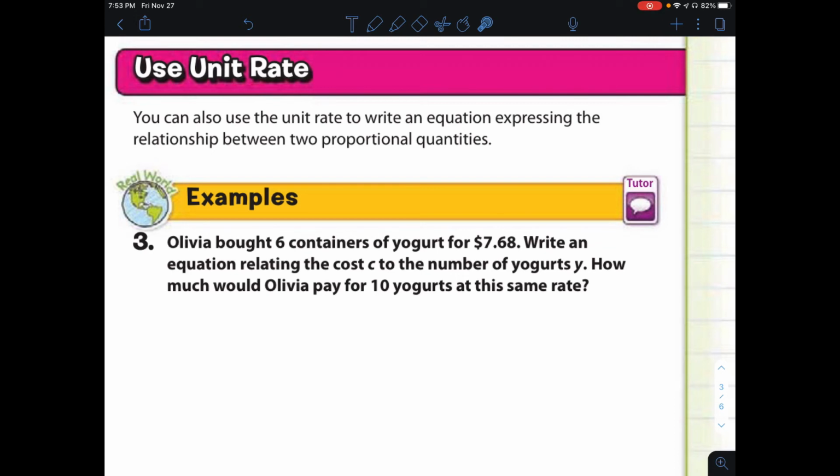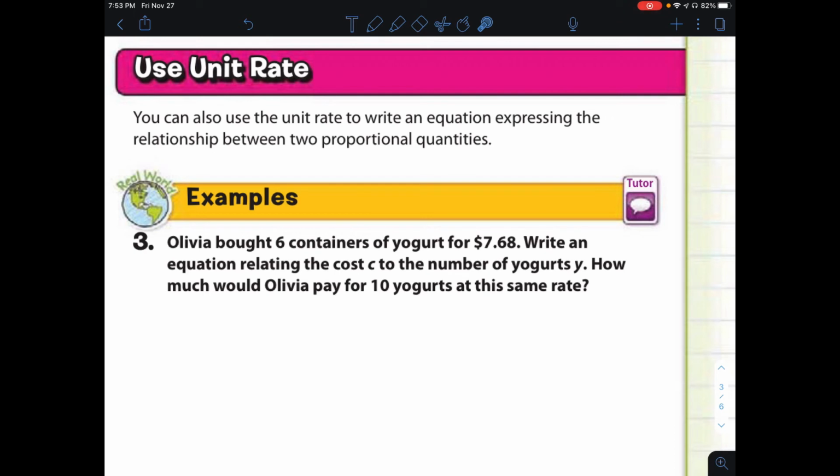Okay, again, if you don't remember, unit rate means that the denominator of a ratio is equal to 1. And for us to be able to find the unit rate, let's recall that unit rate can be found by dividing the numerator by the denominator. Okay, that's how we find unit rate. So let's read through the example.